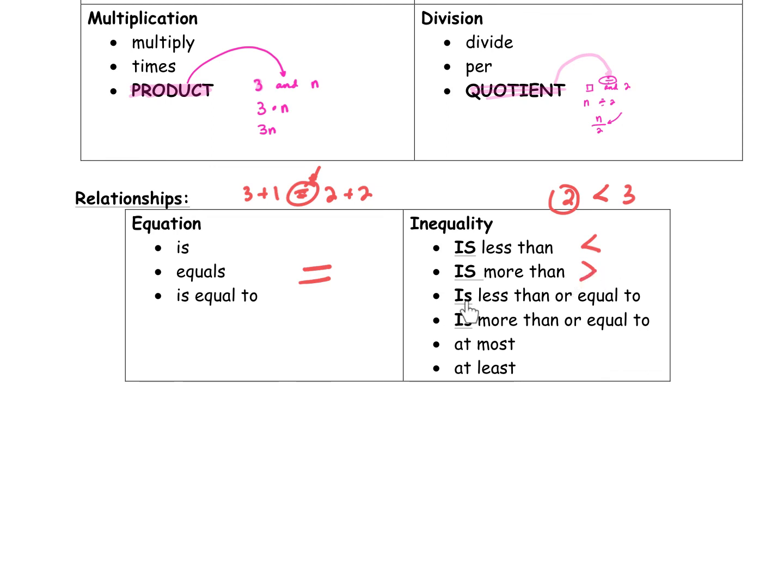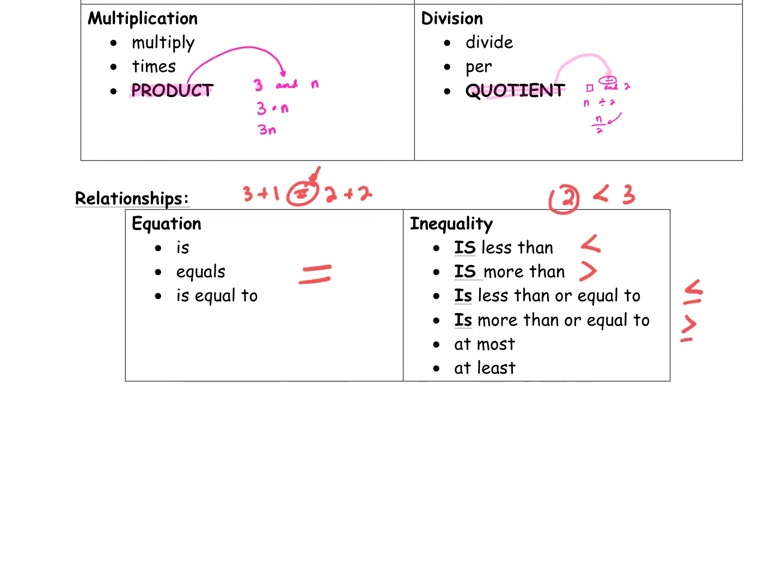Our next phrase is less than or equal to. What that symbol looks like is the less than symbol with part of the equal sign. And this relationship is saying that whatever is on the left is smaller than or possibly the same as whatever's on the right. Equal in value or smaller in value. So is more than or equal to would look like this.